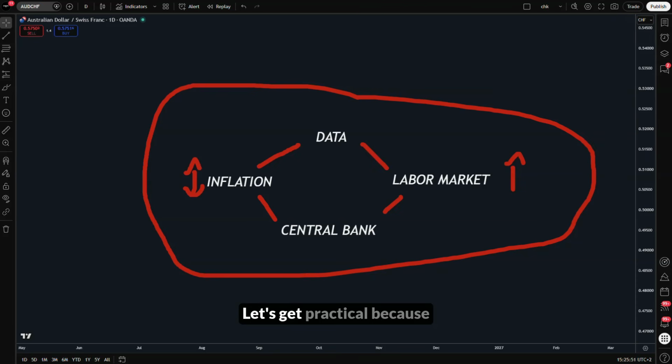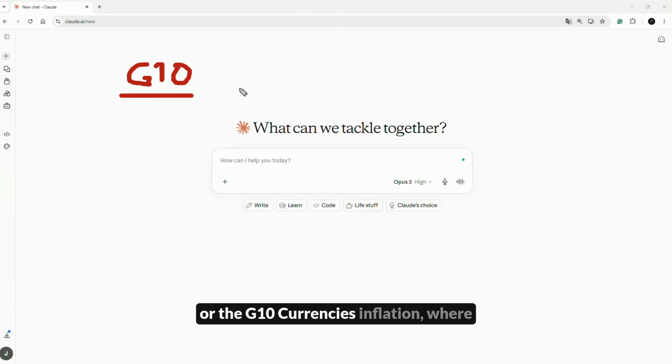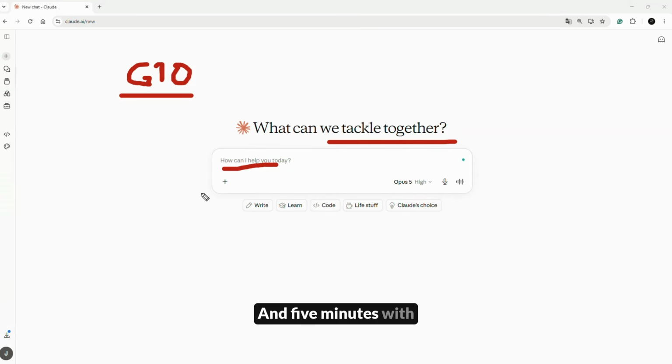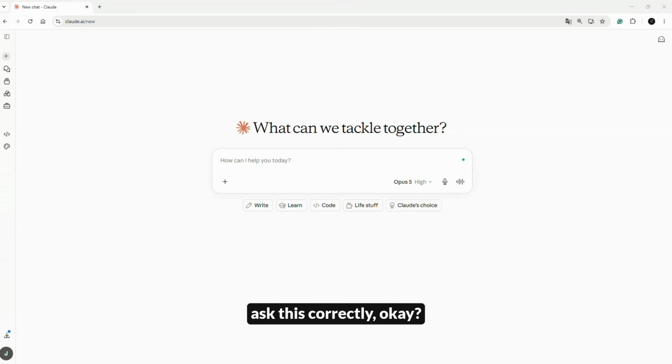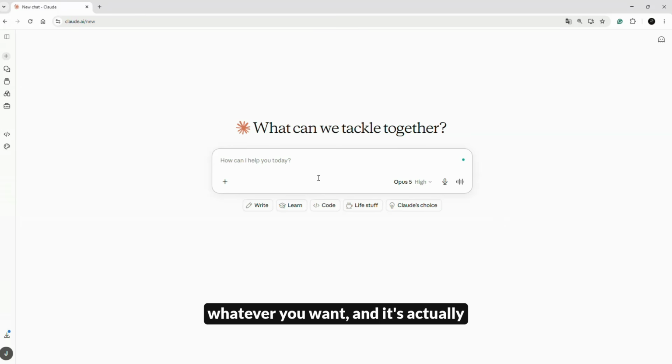Okay, let's get practical, because getting this context from 10 economies, all the G10 currencies, inflation, where it sits against the target of the central bank, the labor market, what the central bank actually said about the labor market, used to take a lot of time, okay? Hours into the weekends, notes everywhere, tabs, spreadsheets with a lot of data. But now it's just one prompt and 5 minutes with ChatGPT, with Claude, with whatever AI you want to use. But it only works if you ask this correctly, okay? So first of all, you have to make sure that you're using one of the latest models, whatever you want, and it's a model that has web access because you want up-to-date information.